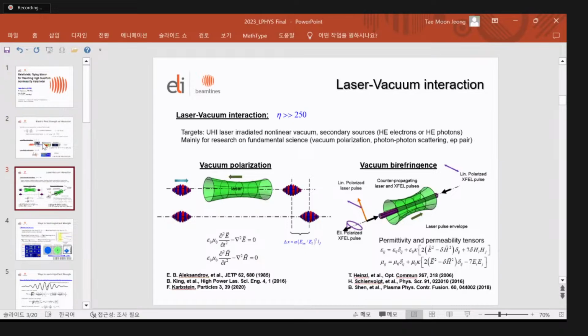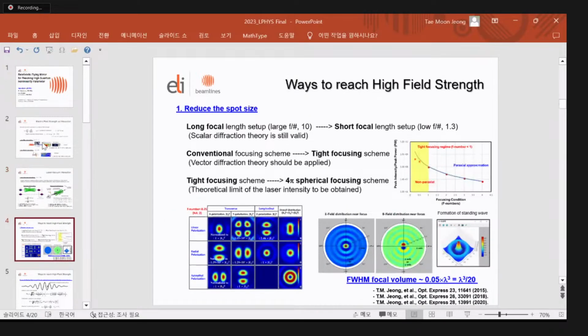So this study can cover mostly very fundamental science, including the vacuum polarization and also the photon-photon scattering, electron-positron pair generation, etc. So to do this kind of study, we need a very strong field strength. And then the next question is how to get the very strong field strength. So here in this slide, I'm showing you the optical approach to reach the high field strength.